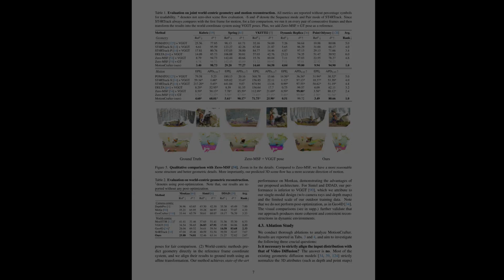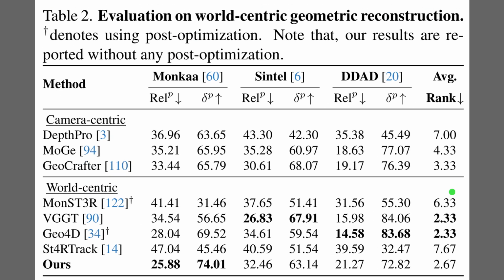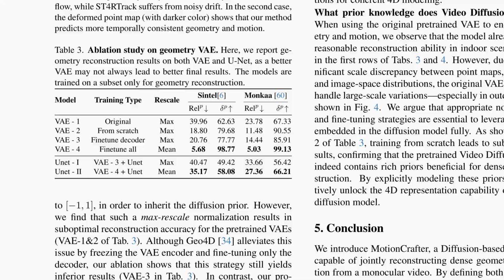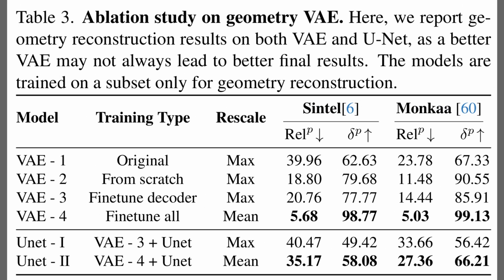0MSF and Pomato. While the previous results covered the joint task, Table 2 specifically evaluates world-centric geometric reconstruction. The comparison is split between camera-centric baselines at the top and world-centric approaches below. MotionCrafter, in the final row, outperforms all others on the Monkaa dataset with a relative error of roughly 26%. It achieves this with a competitive average rank of 2.67, notably avoiding the slow post-optimization used by top competitors like Geo4D.